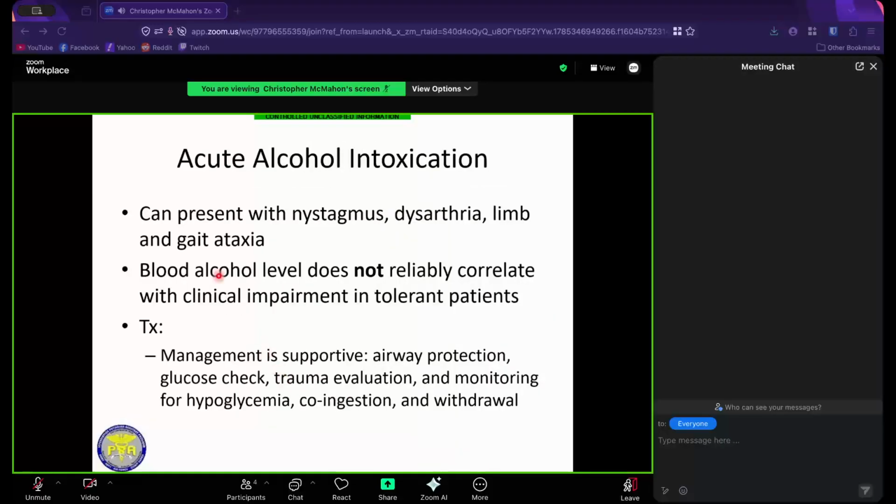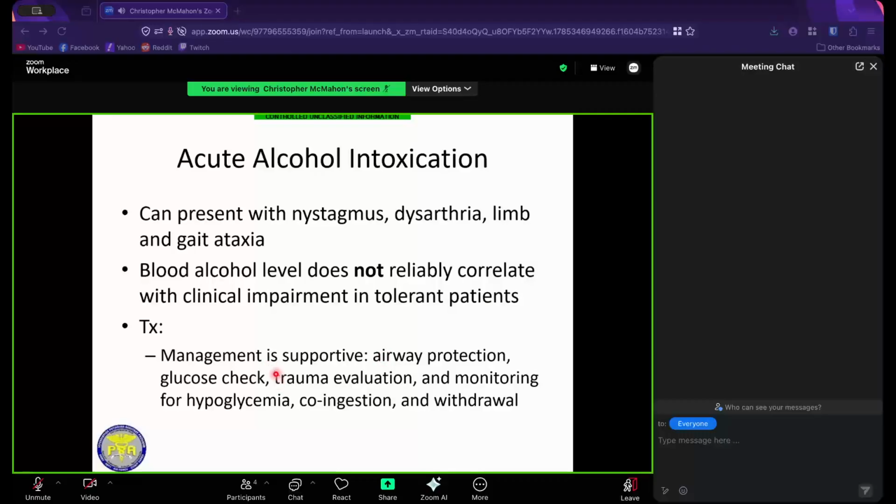So when we're dealing with acute alcohol intoxication, blood alcohol level doesn't reliably correlate, because again, you can have those chronic alcoholics, functional alcoholics, that have a sky-high blood alcohol content versus someone that doesn't drink that often may be more easily affected. Don't always rely on that blood alcohol content coming back to tell you clinical management. Treat them as they present. Management is typically supportive. There's no magical reversal agent for alcohol. I'm protecting airways, I'm checking glucose, I'm checking for trauma.